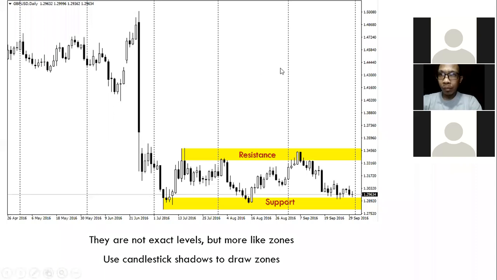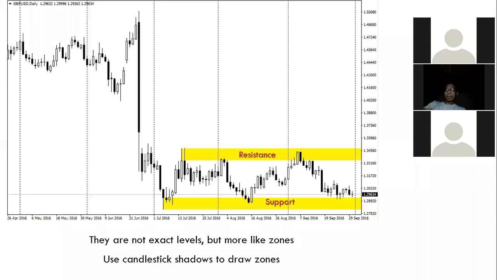Okay. So initially, supports and resistances, ano ba yan? No? Supports and resistances, these are areas on your charts where price has bounced before. And the next time that price visits the same area, it may bounce again.